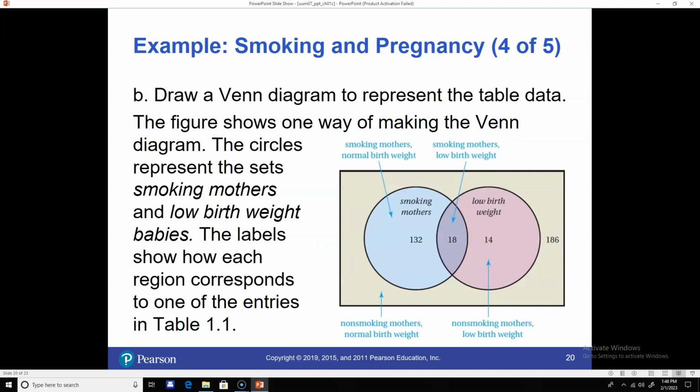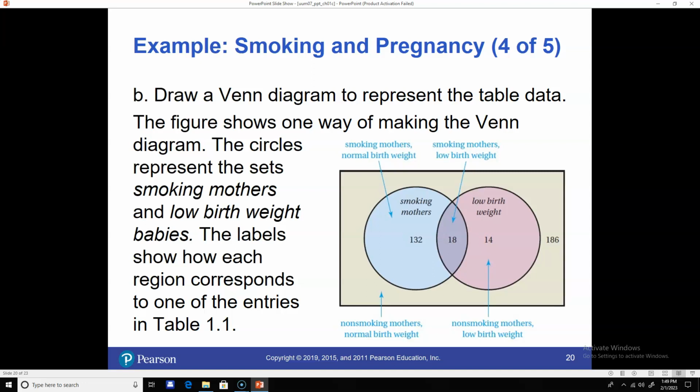Okay, so here's how they've constructed the diagram here with just two circles. So they've got the low birth weight and the smoking mothers. So the intersection is the 18. So those were the low birth weight given by non-smoking. The 14 is outside that, which means there's a low birth weight, but the mother was non-smoking.